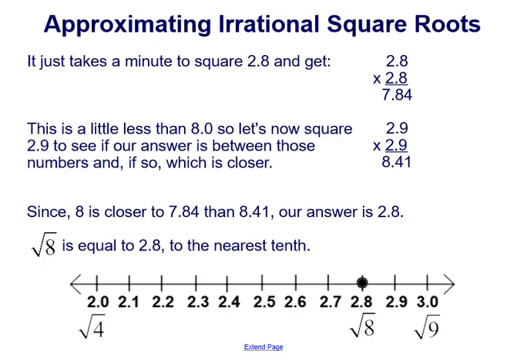It just takes a minute to square 2.8 and get that 2.8 times 2.8 is 7.84. This is a little less than 8, so now let's square 2.9 to see if our answer is between those numbers, and if so, which is closer. So 2.9 times 2.9 is 8.41. Since 8 is closer to 7.84 than 8.41, our answer is 2.8. So the square root of 8 is equal to 2.8 to the nearest tenth, because when we square 2.8, that is the closest number we get to 8 itself.